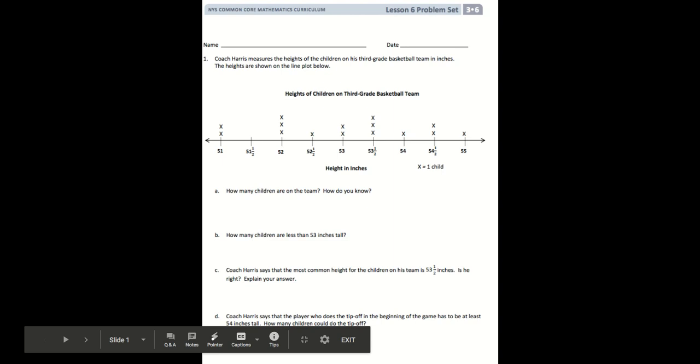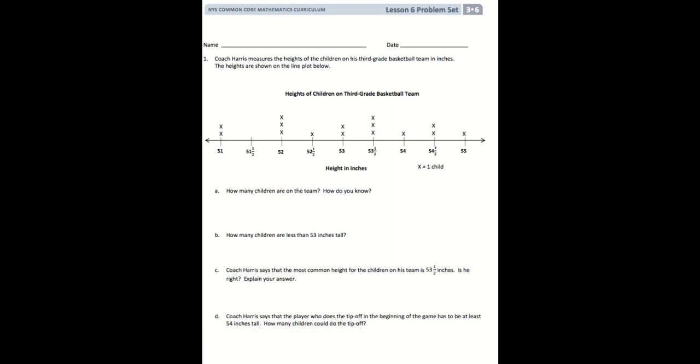Hey, boys and girls, we are going to check Module 6, Lesson 6 problem set, and you will find this on page 227 and 228.